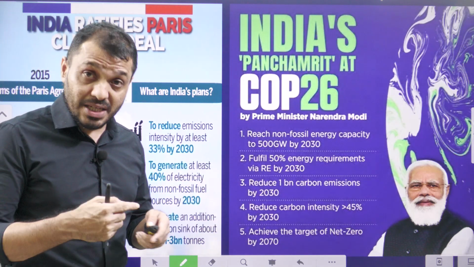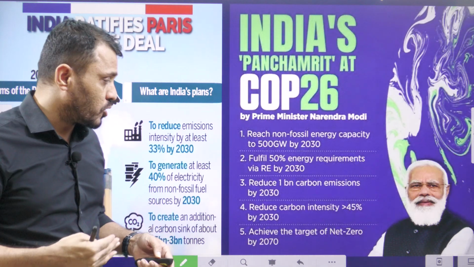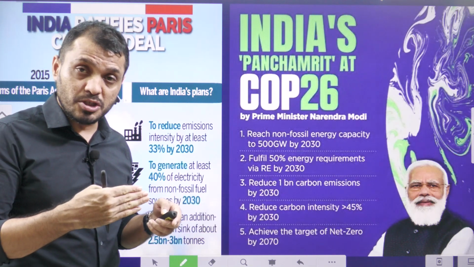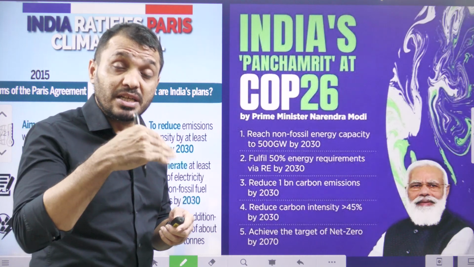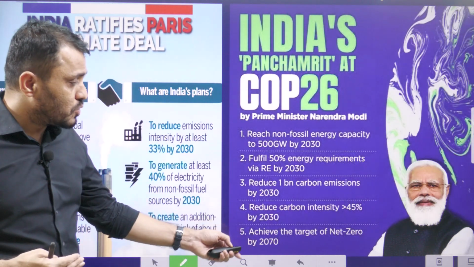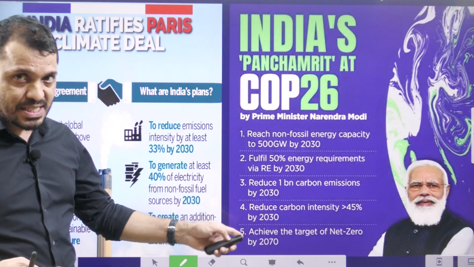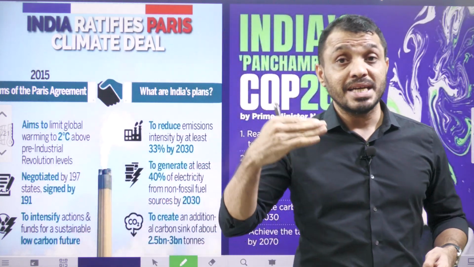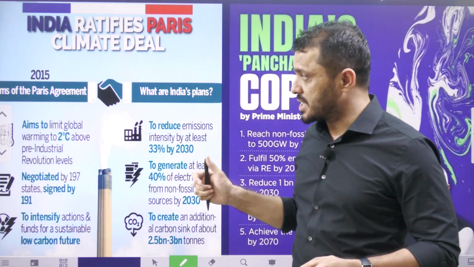Third, by 2030, we would like to cut down 1 billion tonnes of carbon emissions from India's point of view. By 2030, our carbon intensity will be reduced by more than 45%. That means we are reducing the dependency on carbon. And the fifth one is India would like to achieve net zero carbon by 2070. That means carbon emissions and carbon absorptions are going to be the same by 2070. These are India's commitments at COP26.